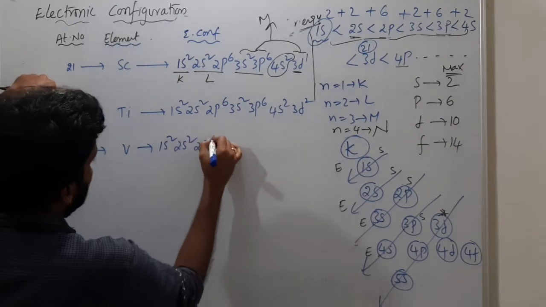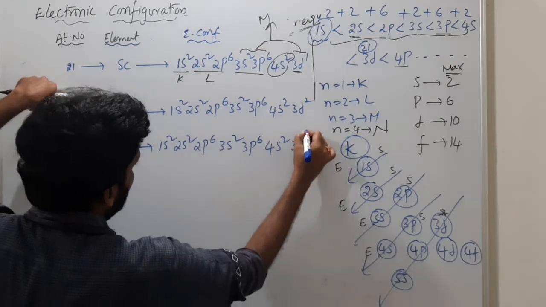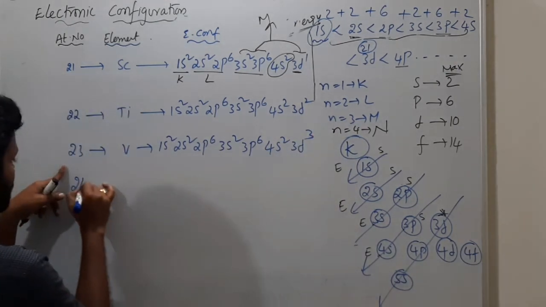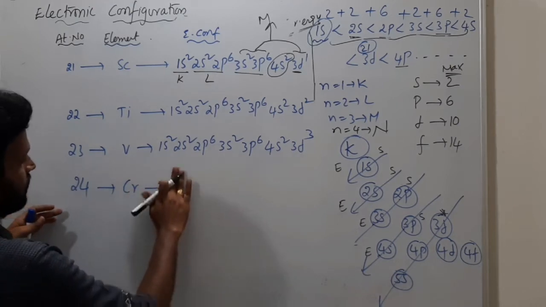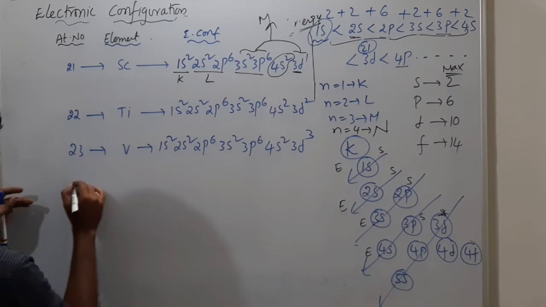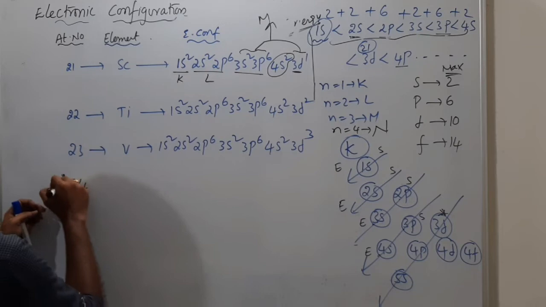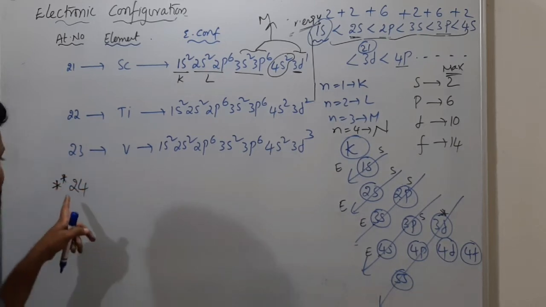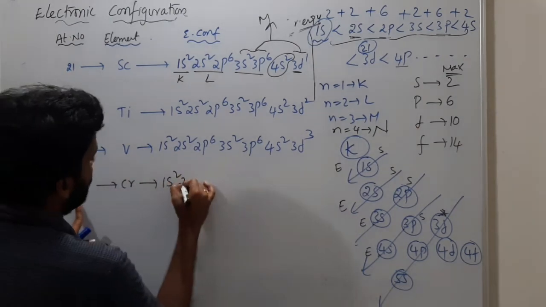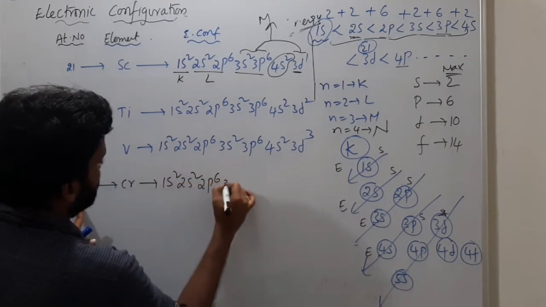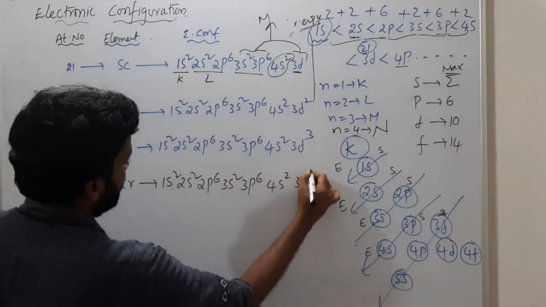Next, 23, vanadium: 1s2, 2s2, 2p6, 3s2, 3p6, 4s2, 3d3. Next, 24 is chromium. Why am I using a different color here? You will have an exceptional case here. The 24th is chromium. Its expected configuration is 1s2, 2s2, 2p6, 3s2, 3p6, 4s2, 3d4.